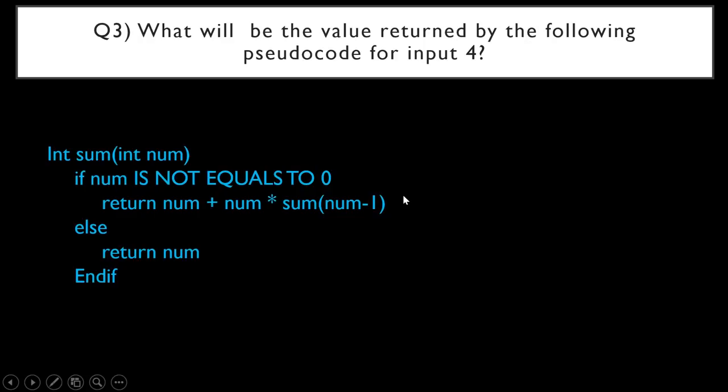Let us quickly go for the next question. That is the third question. What will be the value returned by the following pseudocode for input 4? This is the pseudocode. It is a function returning a value. Option A 44, option B 15, option C 64, and option D 26. We'll just hide the options for a bit. Now we'll work on this.